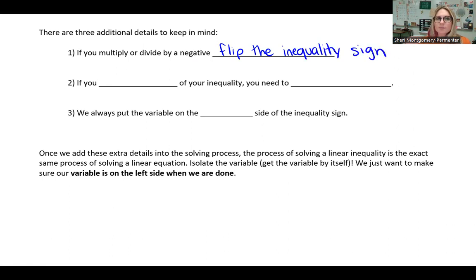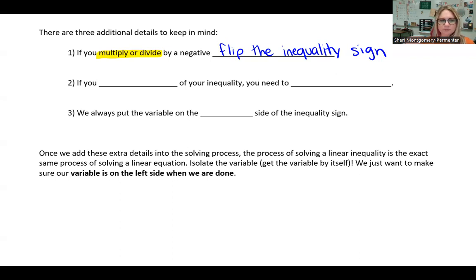If you multiply or divide by a negative, you have to make sure that you flip the inequality sign. That is not the same thing as add or subtract. It's only if you multiply or divide. The next one, there's definitely not enough room to put this down in your blank.